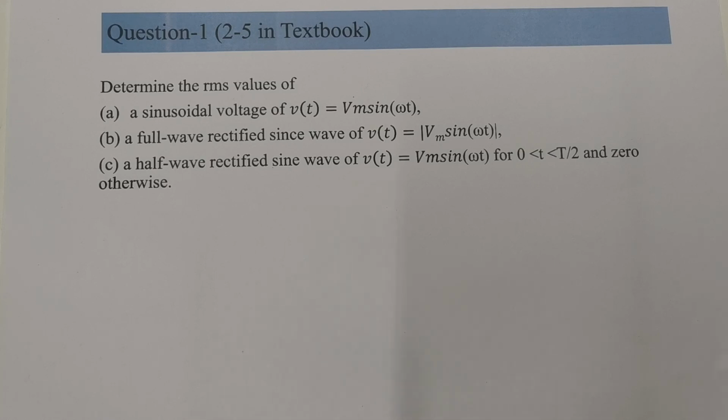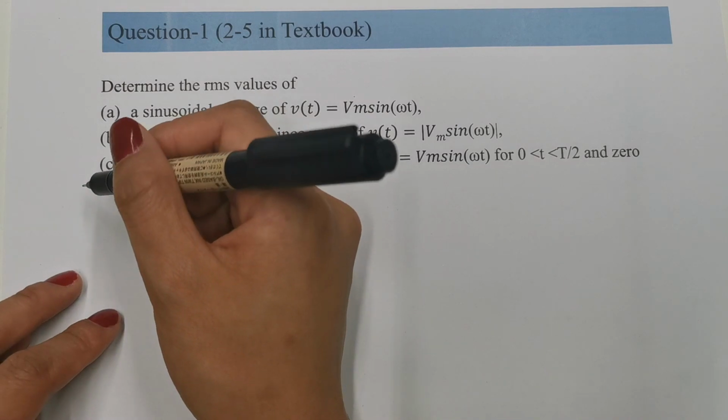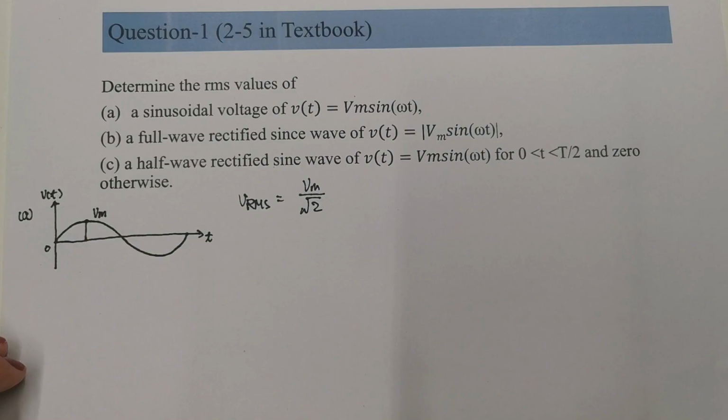Hi everyone, in this video we're going to solve an RMS value calculation question. So let's look at this question first. Determine the RMS value of a sinusoidal voltage of v(t) equals Vm sine omega t. As we talked about, the RMS value of a sinusoidal waveform is Vm divided by the square root of 2.